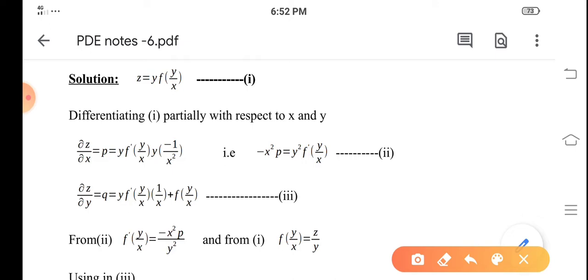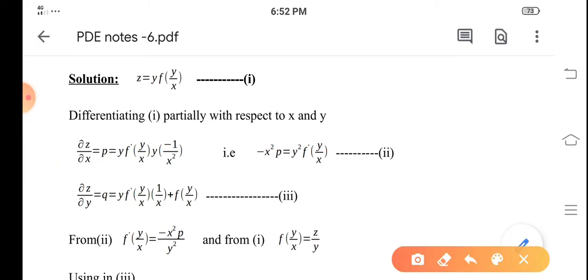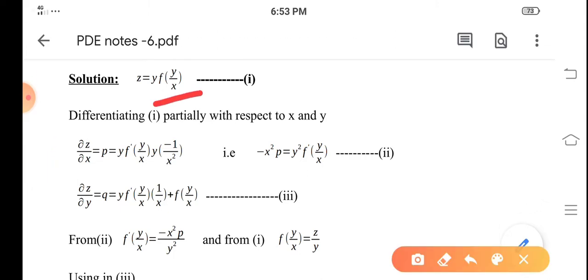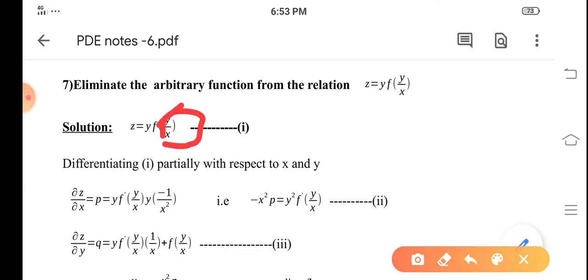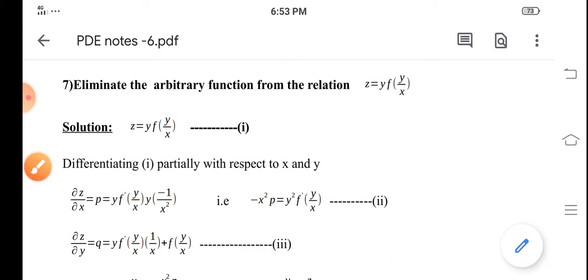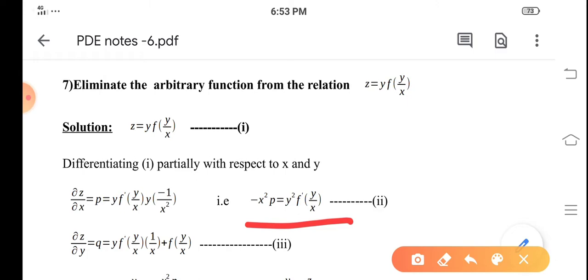So, when we differentiate equation 1 partially with respect to x, we get dou z by dou x, denoted by p, equal to the partial derivative of y into f of y by x. In the case of partial derivative with respect to x, y term is constant. So it is y into the partial derivative of f of y by x with respect to x, which is f dash of y by x into the derivative of y by x with respect to x. With y constant, the derivative of y by x is minus y by x square, or it is minus x square p equal to y square into f dash of y by x. That is equation number 2.